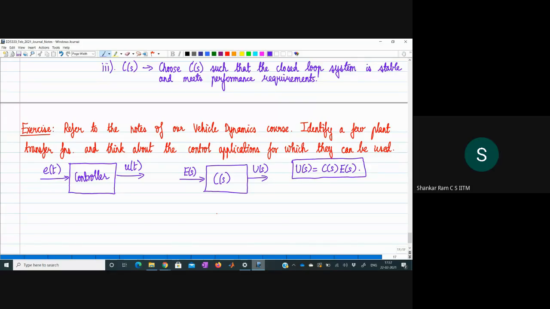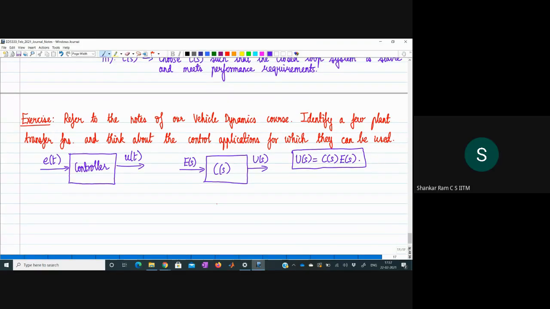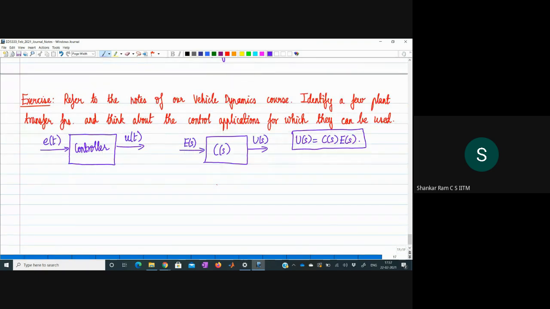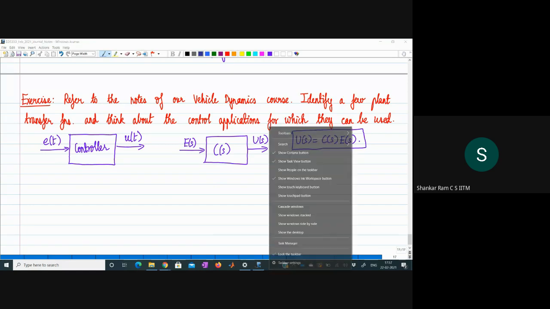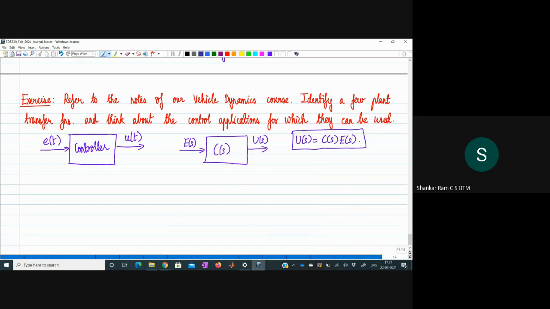Okay. So greetings. Let's get started with this session. If you recall, in the previous session, we were looking at this controller block, after having looked at the overall closed loop system block diagram. So let's continue from here, and then we will see how we can proceed forward.